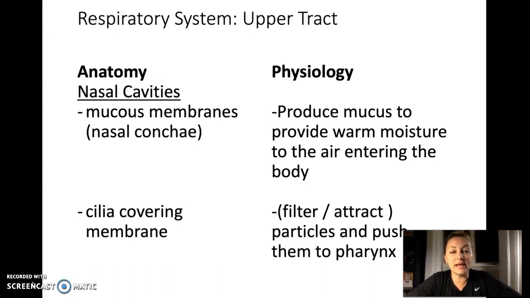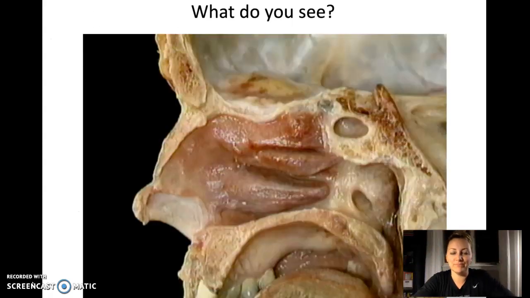We have cilia covering the membrane, and they will push the mucus and anything that it traps down, and that's when you have a runny nose. Or if it's at the very back, then it's going to push it to your throat so that then you'll swallow it, or that's when people will spit it out and huck a loogie. So it just depends on how far back we are.